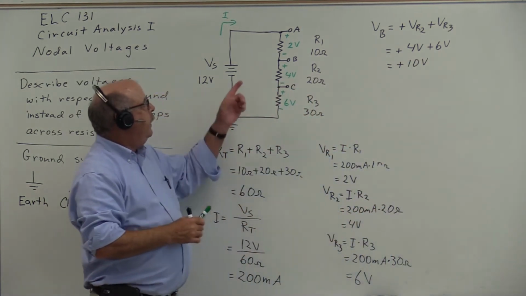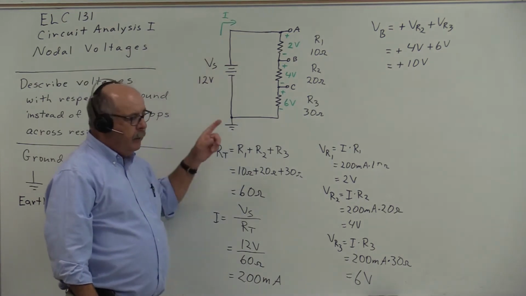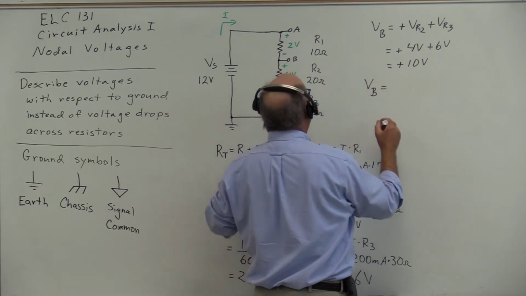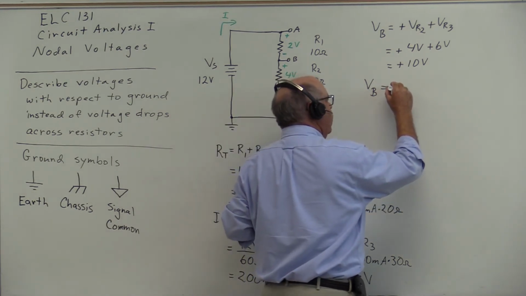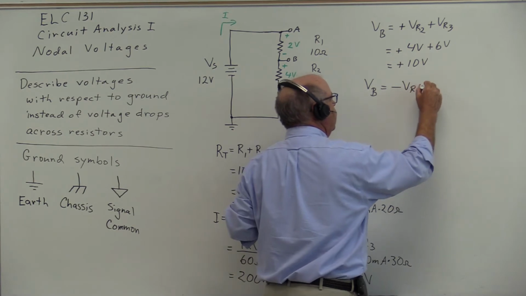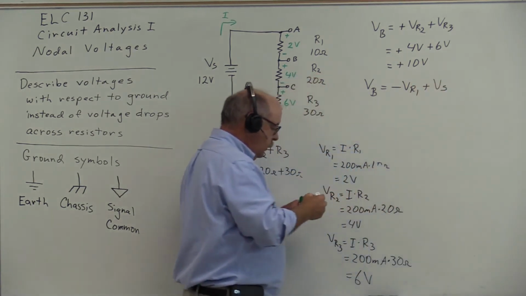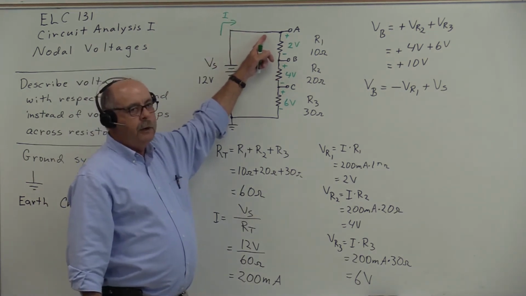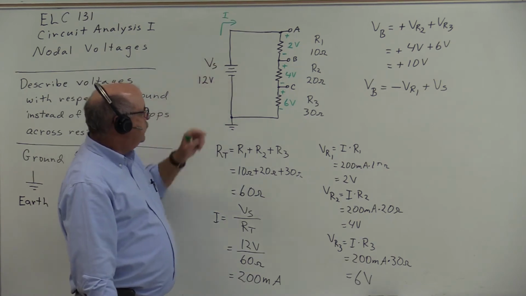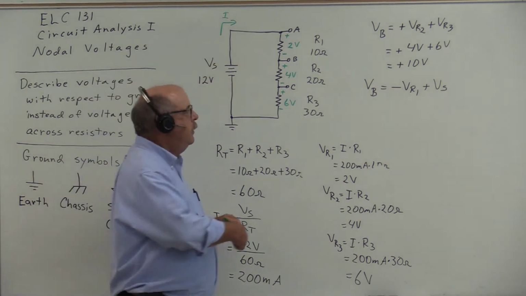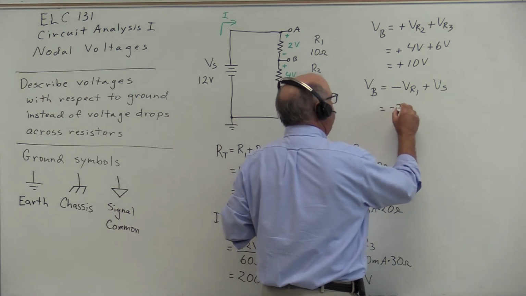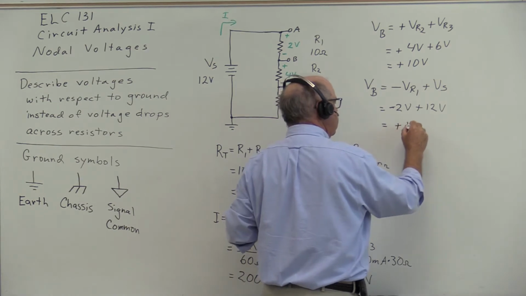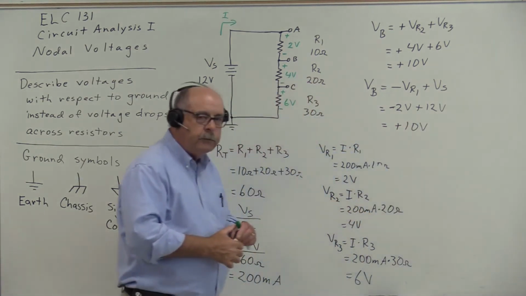Well, can I go from B to ground in this direction? And the answer is yes. The voltage at B with respect to ground traveling in the other direction would be minus VR1 plus Vs, because going in this direction, I have a negative to positive drop across R1 and a positive to negative drop across Vs. Negative 2 volts plus 12 volts gives us, of course, 10 volts.